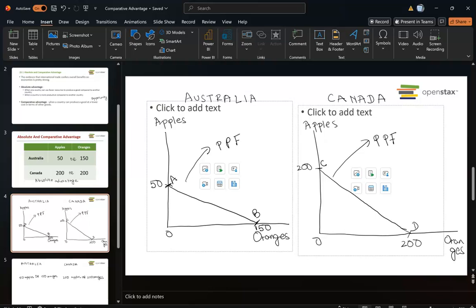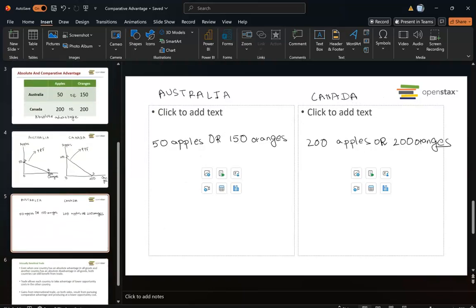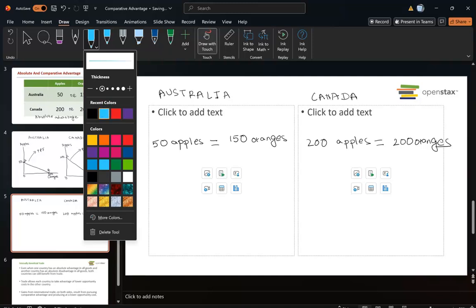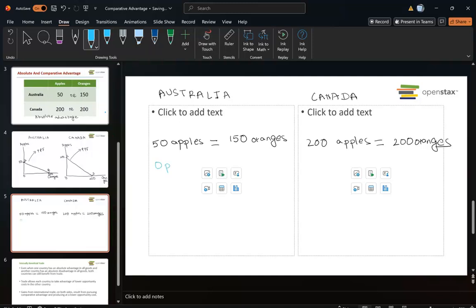For the Australian economy, I can write either 50 apples or 150 oranges. Now, this "or" translates into "equal to". And for the Canadian economy, I can write either 200 apples or 200 oranges. This we can write as "equal to". Next, I want to find out the opportunity cost of each item.